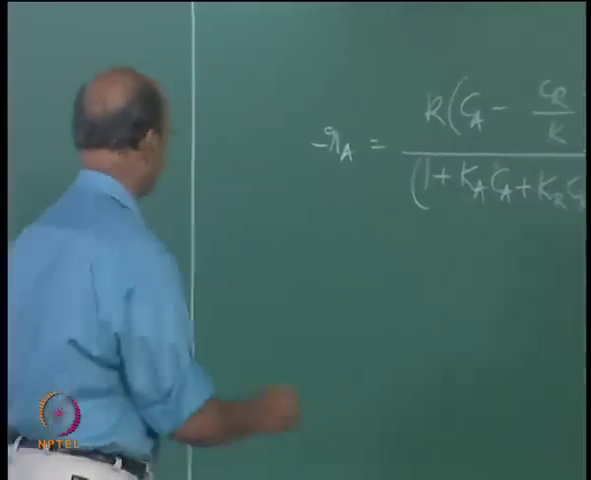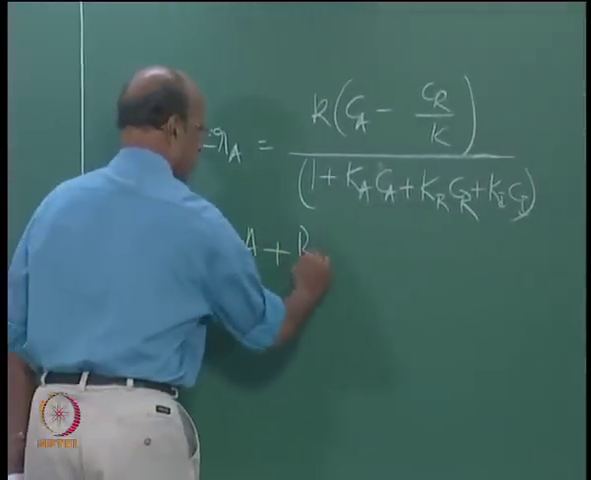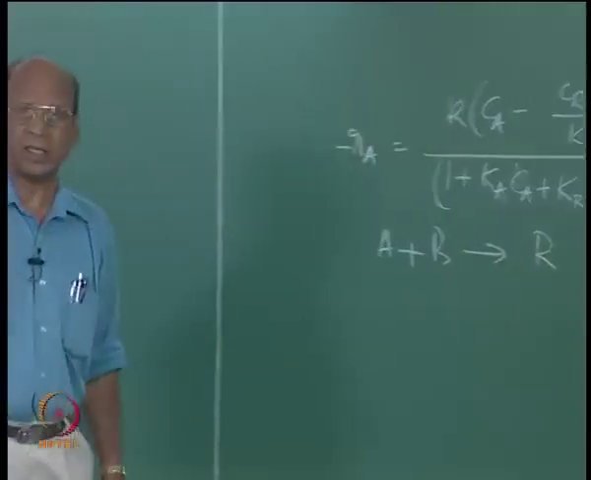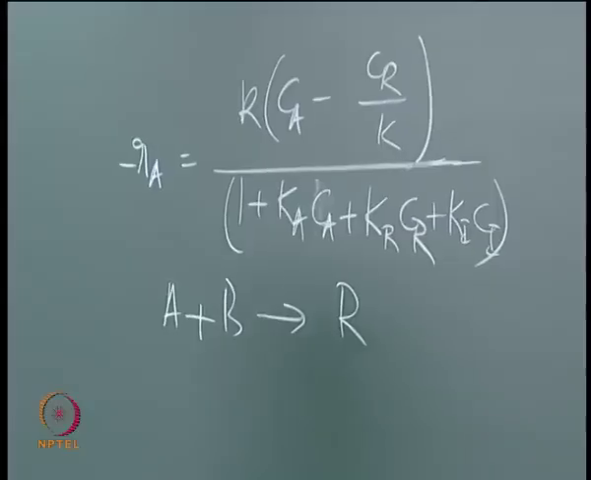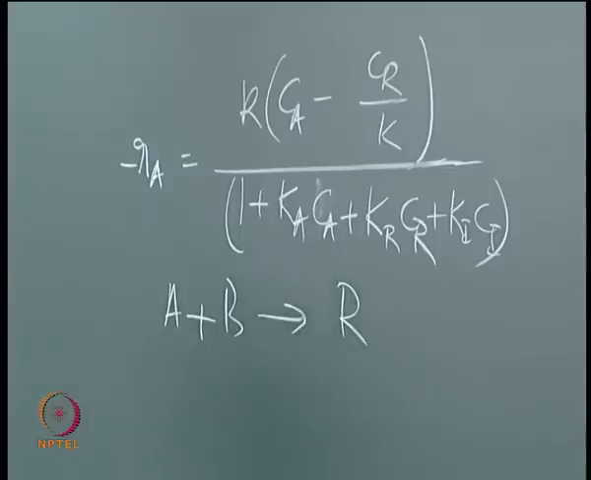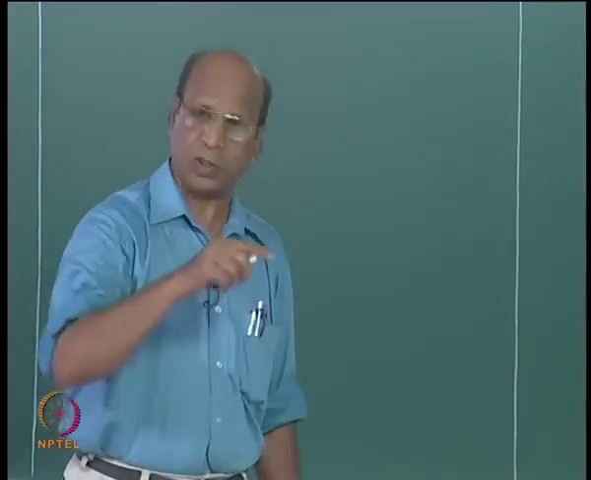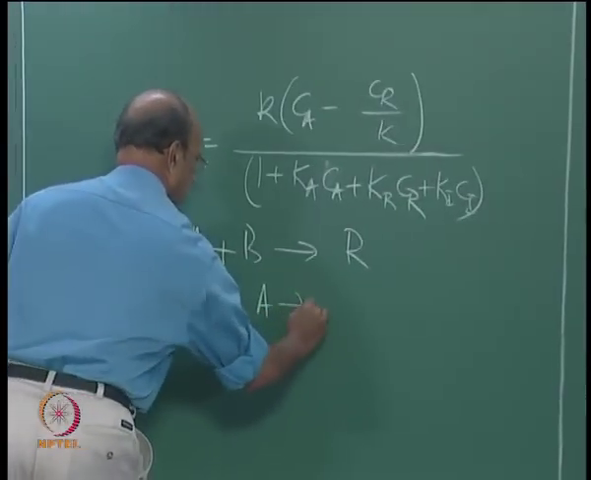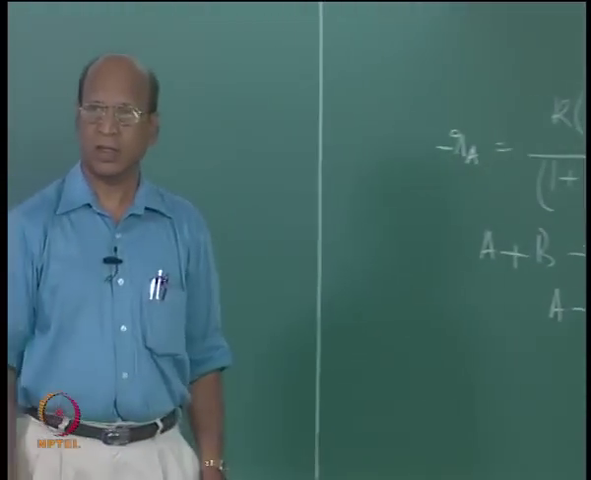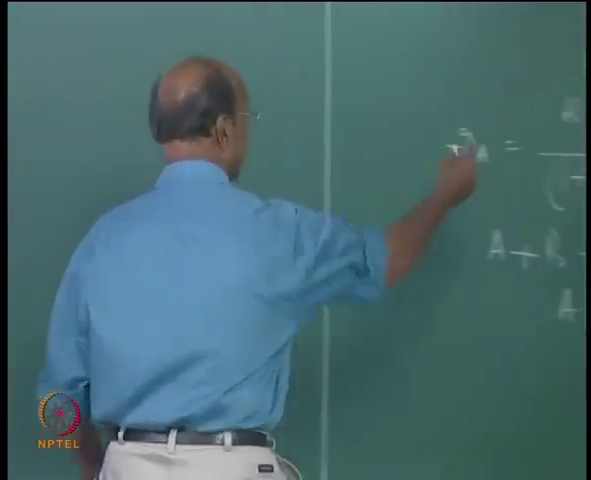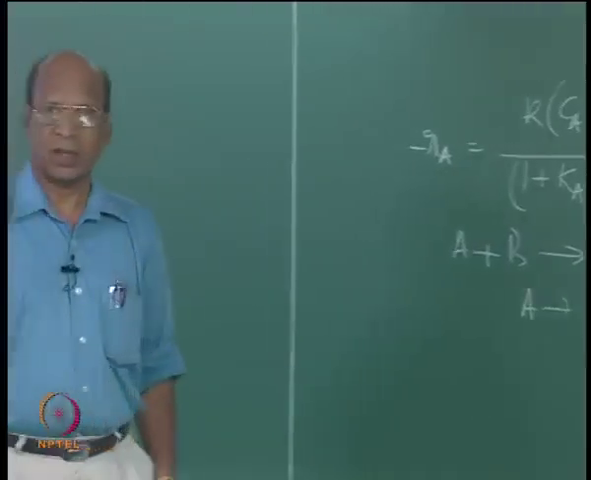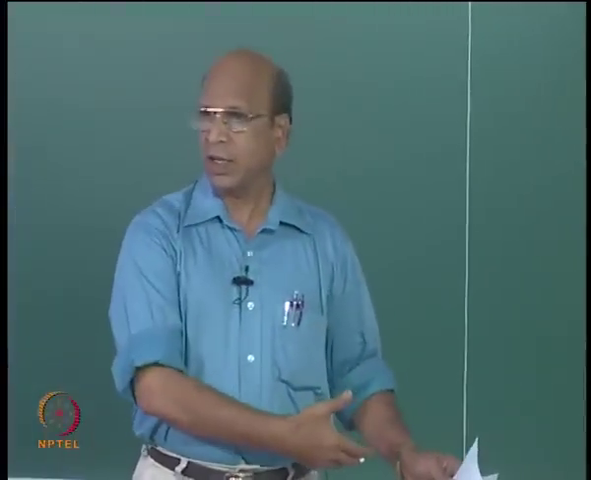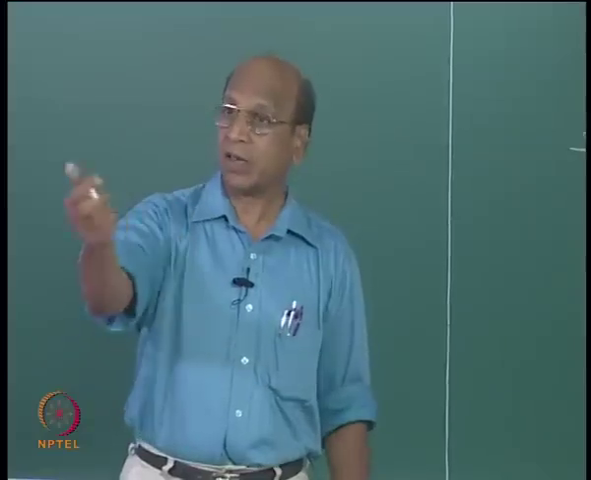That is why for very basic questions like, when I have A plus B going to R, what is the order of this reaction? You cannot say anything about that. Even simpler one is simply A going to R. What is the order of that reaction? We do not know. It can be as complicated as this, or if you are very lucky, then it is only a first order reaction, provided there is a clause there.